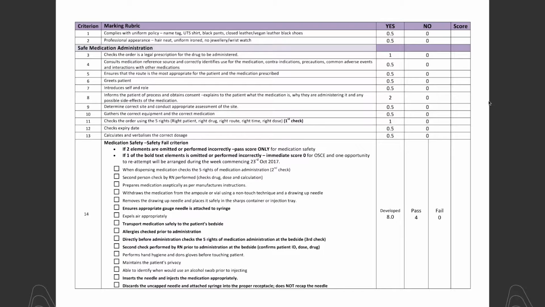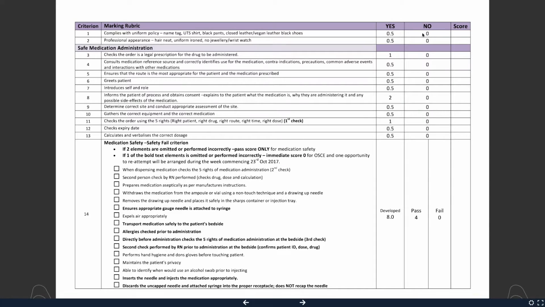But it's important to constantly verbalize to your marker. So talk out loud about what you are doing so they have a clear understanding of your thought processes. So you must greet your patient. So as you can see, in this top section, it's 0.5 or 1 of a mark.